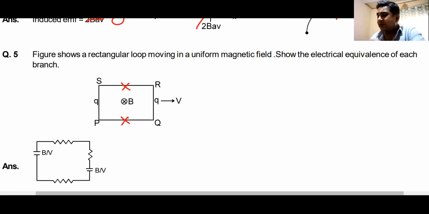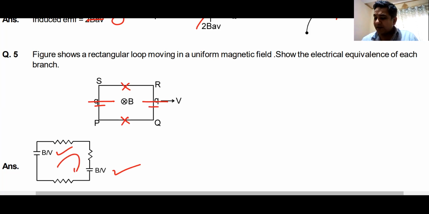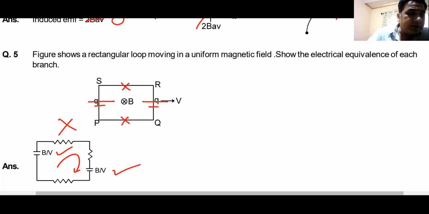In the RQ part, V cross B, so R will be positive and Q will be negative. Similarly, for SP, S will be positive and P will be negative. So these are the batteries drawn here. But these two batteries will cancel out each other, and the net EMF in the entire loop becomes zero.